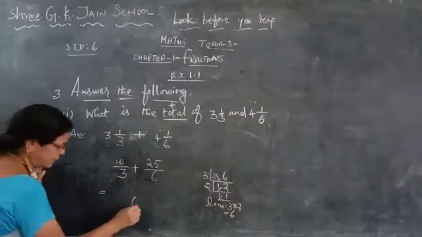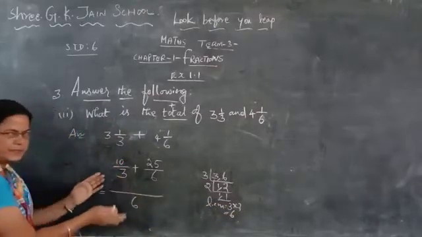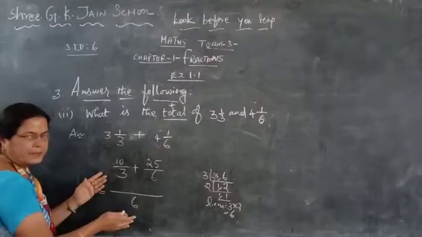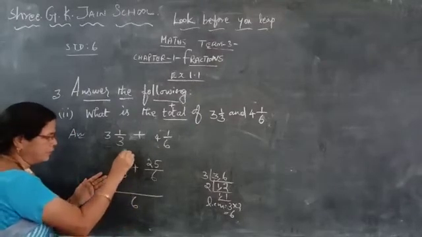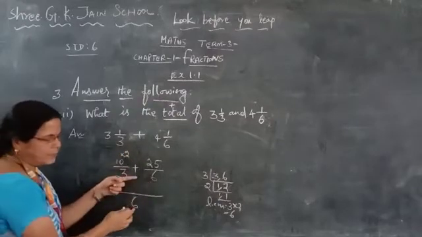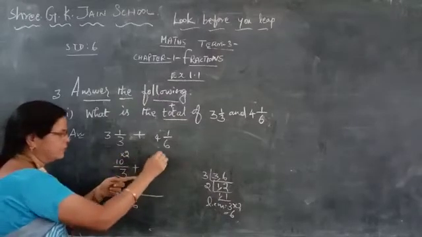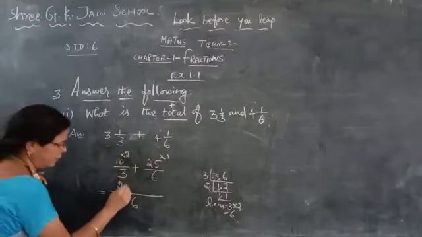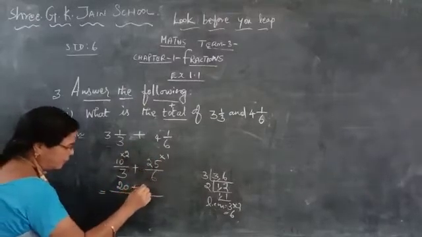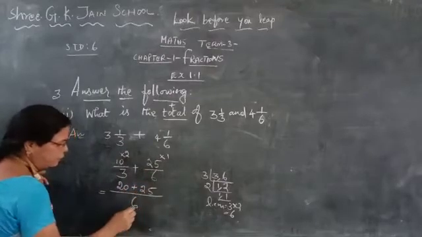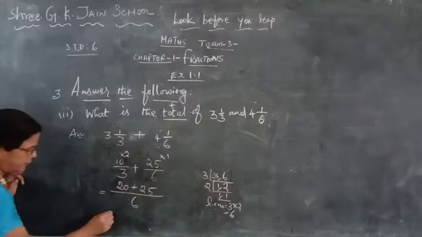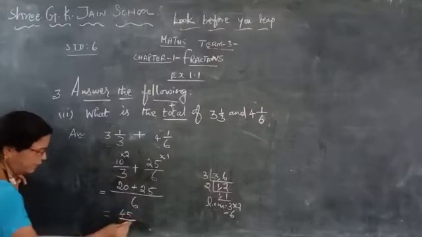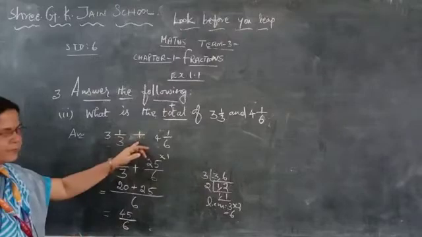Now, if you are taking the 6 here, in comparing these two denominators, 3 table how many times? 3 2s are 6. So 2. But in 6 table, how many times? 6 ones are 6. So 1 time. So into 1. Now here 10 twos are 20 plus 25 ones are how much? You will get 25. So if you are adding, how much you will get here? 45 by 6.